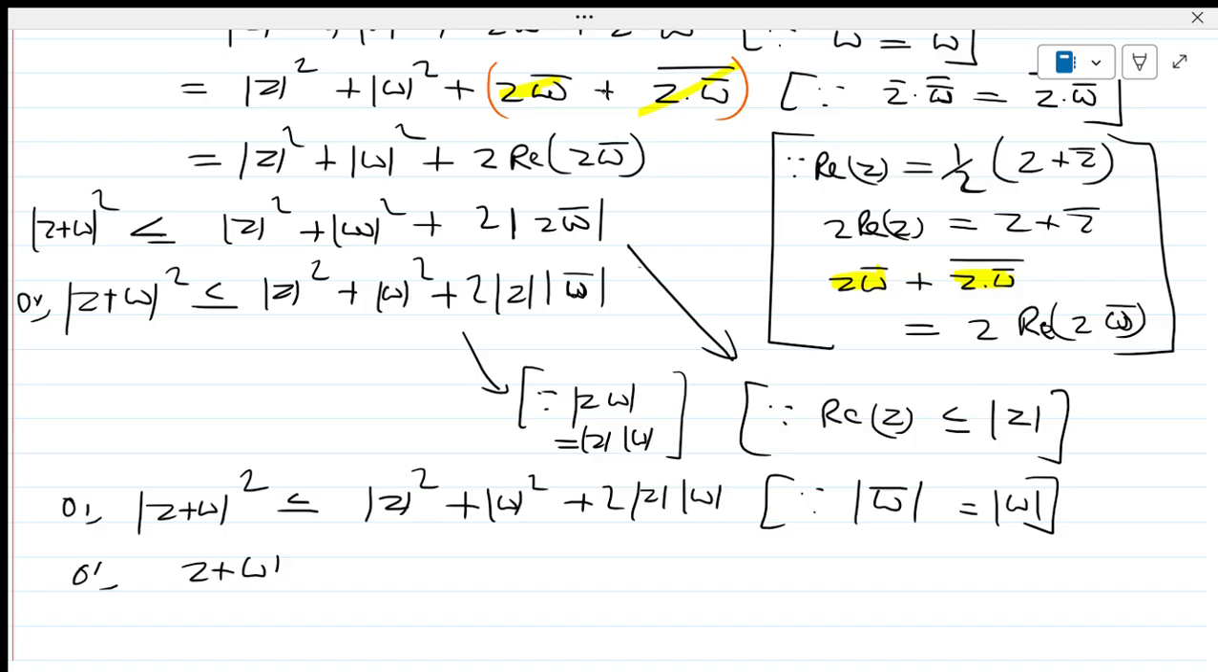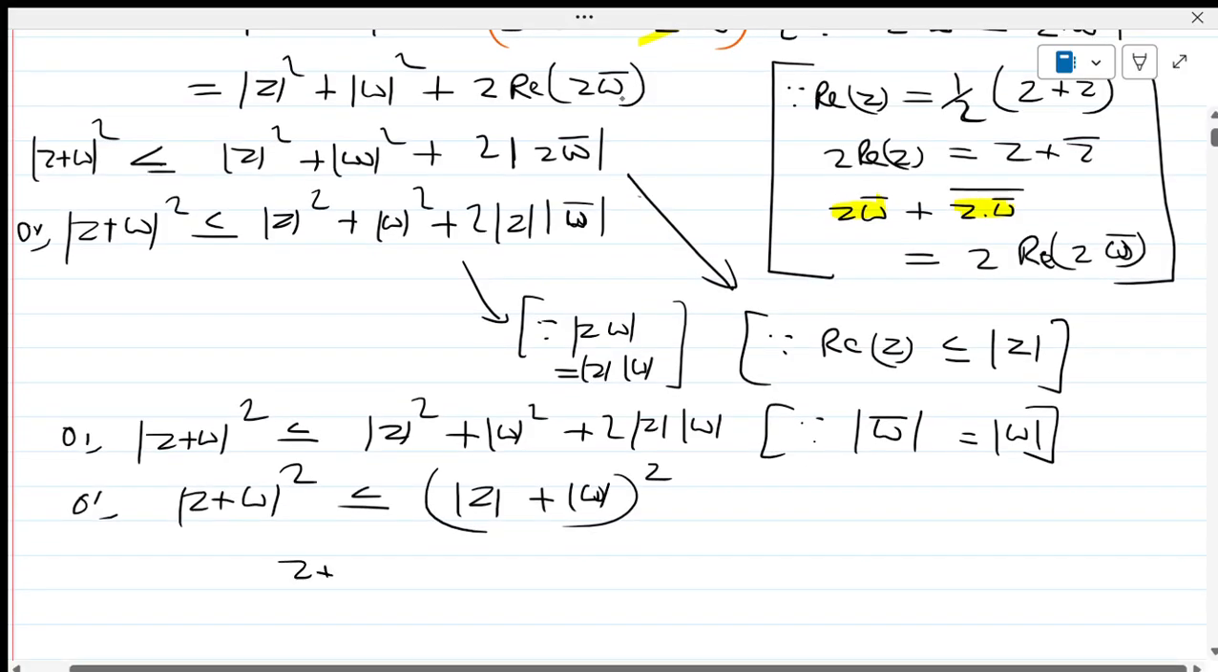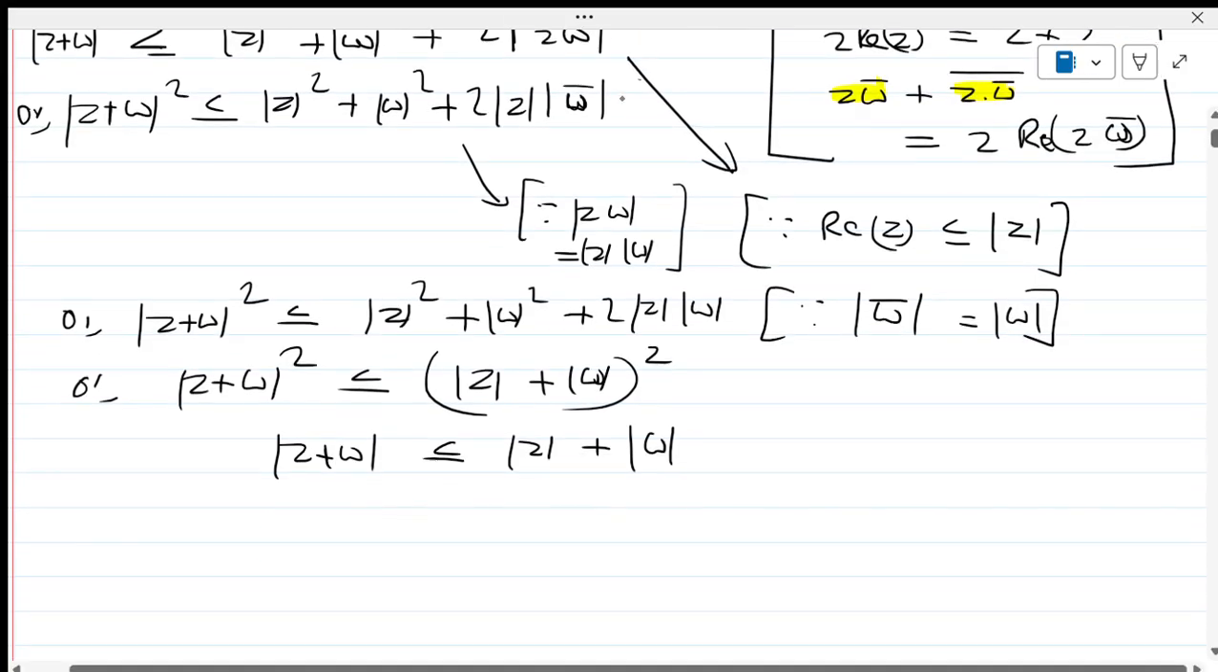So the square of the absolute value of z plus w is less than or equal to the square of the sum of the absolute value of z and the absolute value of w. Now, removing the square, we get that the absolute value of z plus w is less than or equal to the absolute value of z plus the absolute value of w. So this completes the proof.